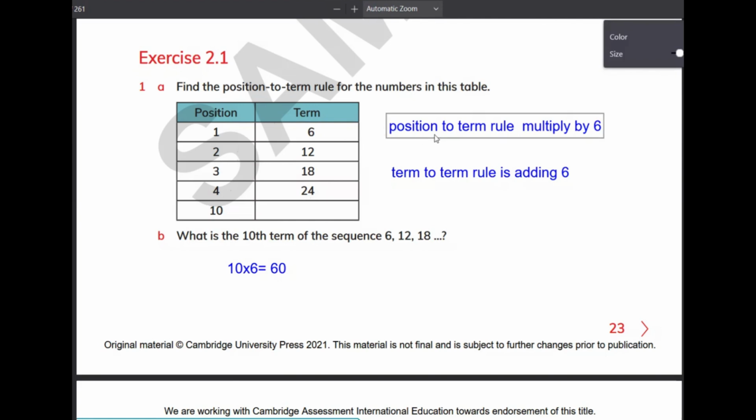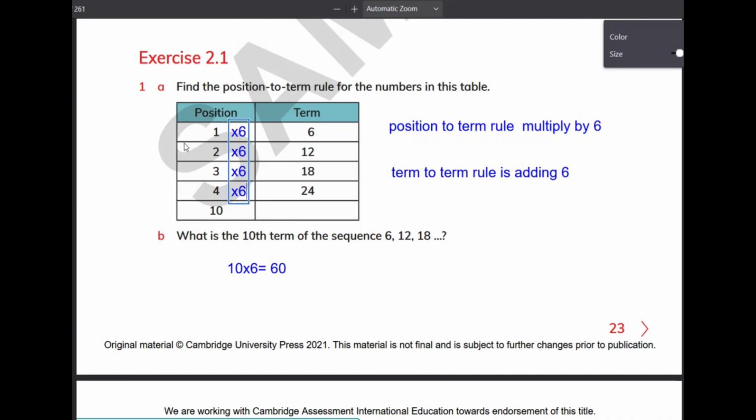Then the position to term rule is a relation between the position and the term. Like 1 to get 6, what do you need to do with it? 2 to get 12, what do you need to do with it? 3 to get 18, and 4 to get 24? If you look at each one, when you multiply it by 6, you get the term. You multiply by 6, you get the term, every time. So the position to term rule is multiply by 6.